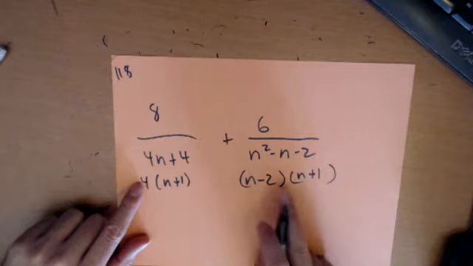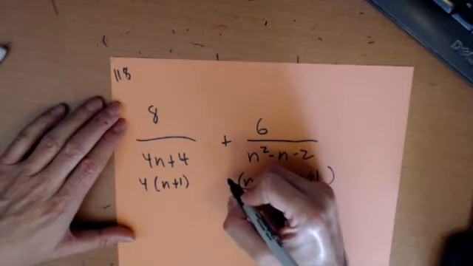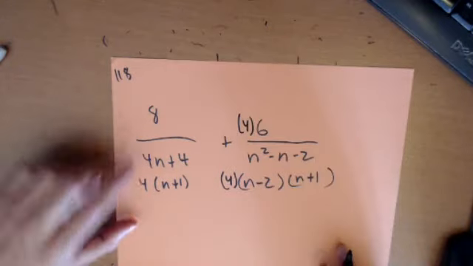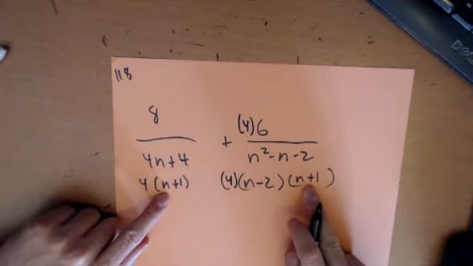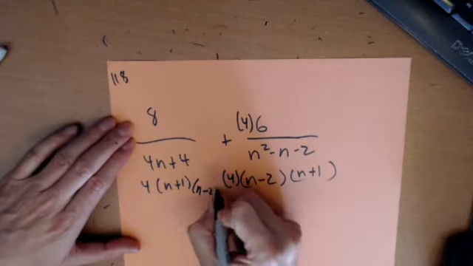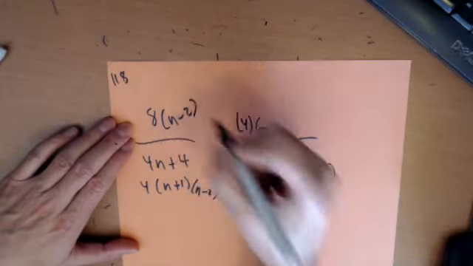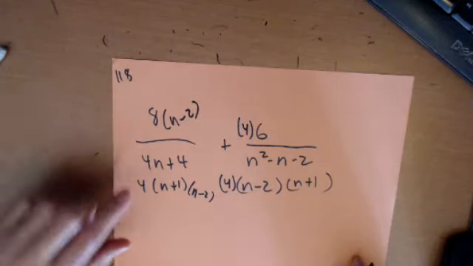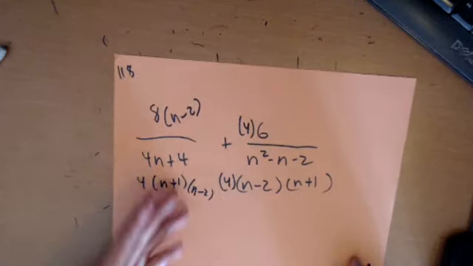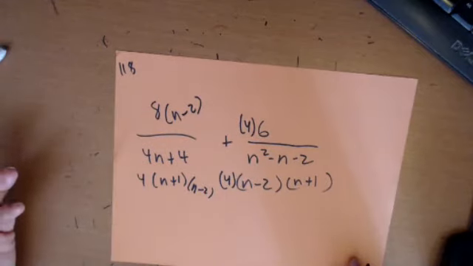Okay, so this guy needs a 4. So I'm going to multiply by 4, n plus 1, n plus 1. This guy needs an n minus 2, so I multiply by n minus 2. So 4, n plus 1, n minus 2, so it matches up. The order doesn't matter on the bottom. Okay, so everything's good to go.